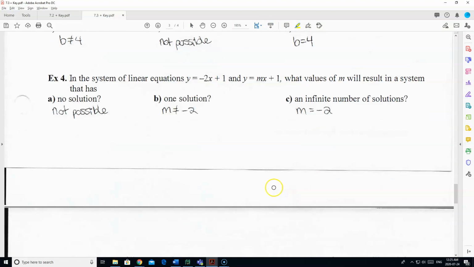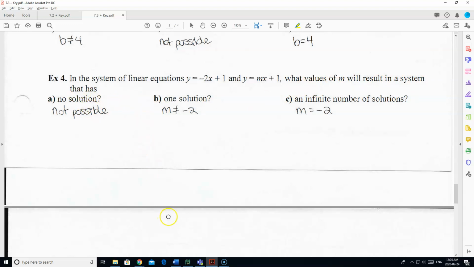Okay, so let's jump to example 4 now. In the system of linear equations, y equals negative 2x plus 1 and y equals mx plus 1. You can see it's the same sort of thing as the question we just did, but instead of b remaining as a variable, they give us what b is, but they leave the slope as the variable m. So they're going to ask us questions about m. What values of m will result in a system that has no solution?